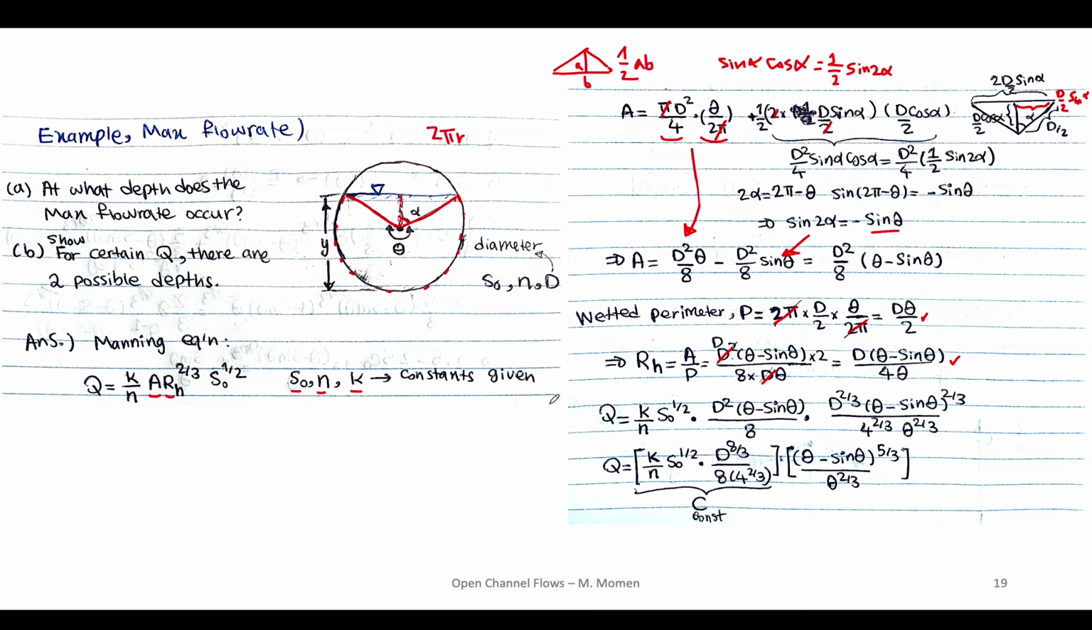So now I want to write the Manning's equation. So I have k over n times S naught to the power 1/2 times A. So A is d squared times theta minus sine theta over 8, times Rh to the power 2/3. So it's going to be d to the power 2/3, theta minus sine theta to the power 2/3, over 4 to the power 2/3, theta to the power 2/3. Okay.